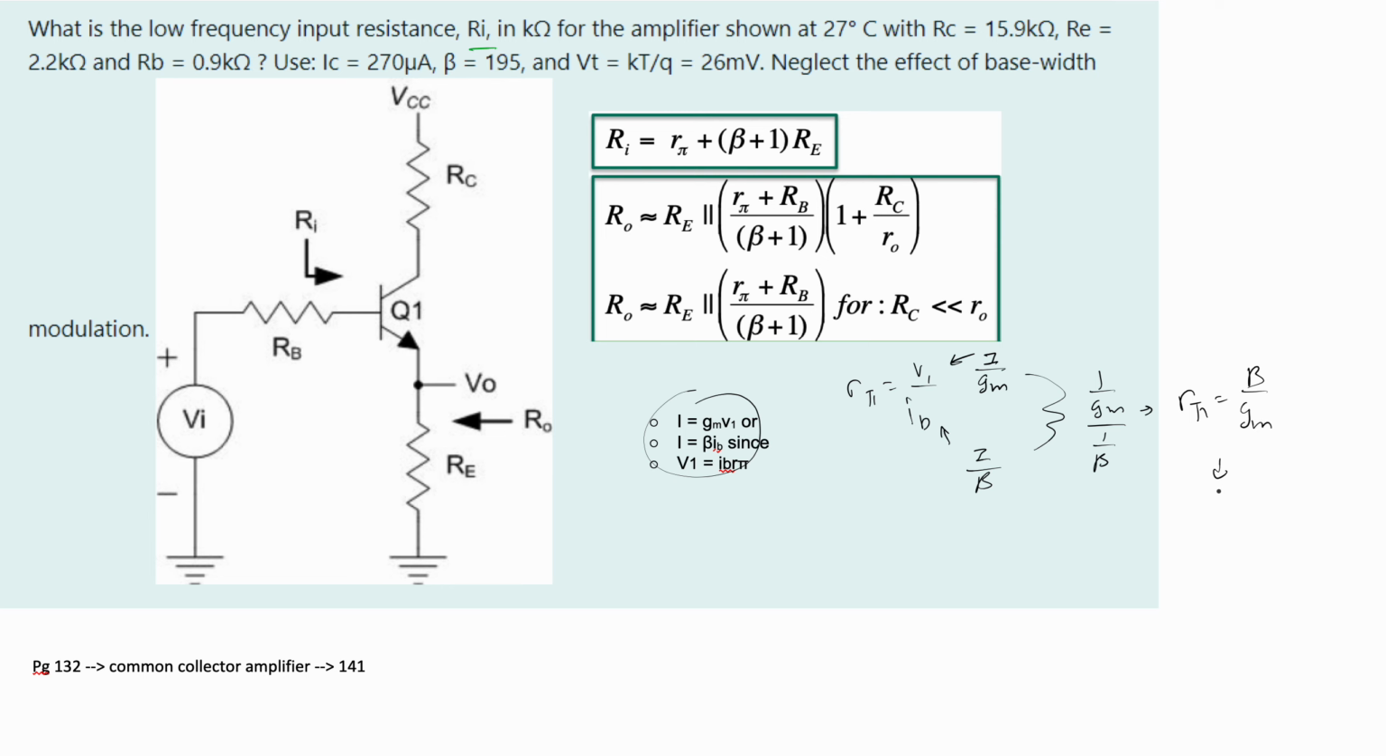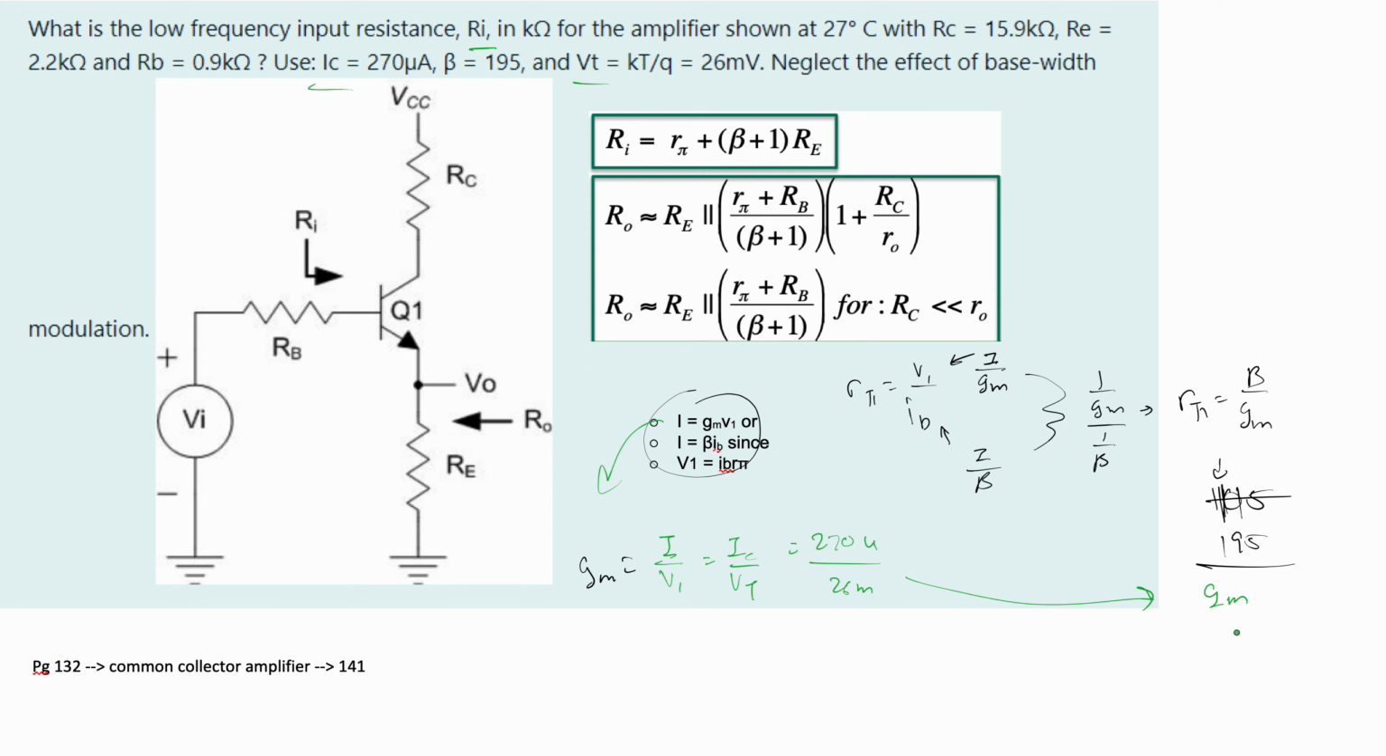Now, we don't know our GM. We've got to find it. So we plug in 195 for our beta. Our GM is going to be equal to, we know that we have an IC and we have a VT, so we can use what we have right here. We are going to have our I over V1, which is equal to our IC over VT. And so the values that we're going to plug in here are 270 micro over our 26 milli. From here, we are going to get a value, and this value is going to go right here. That's going to be our GM.